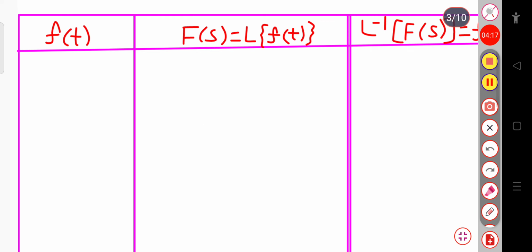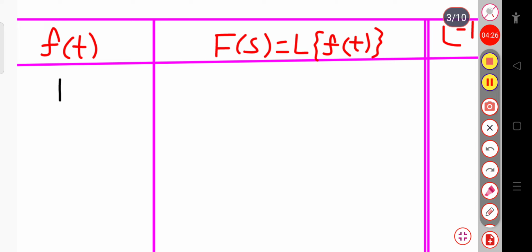Suppose in place of f of t our function is 1. Then the Laplace transform of this function, for the Laplace transform of 1, we can write here 1 by s.